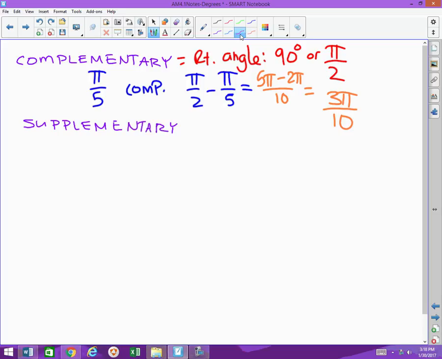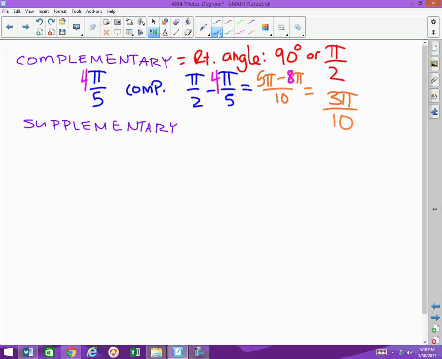Now, if this would have been, say, 4 pi over 5, well, then you would have 5 pi over 10 minus 8 pi over 10, which is a negative angle, and you can't have a negative angle be a complement. So if your angle is bigger than 90 degrees, there isn't a complement for it.